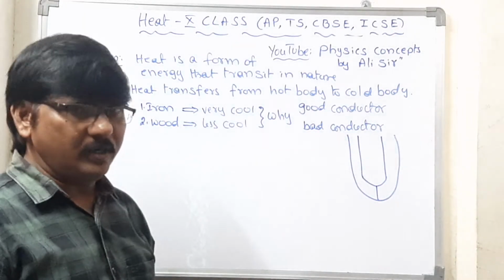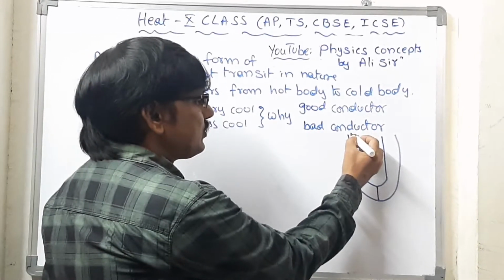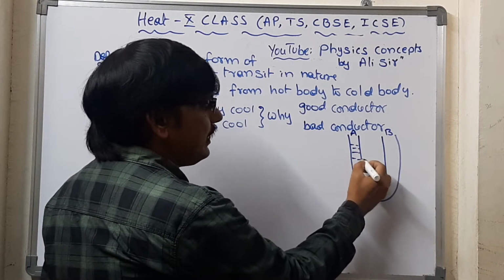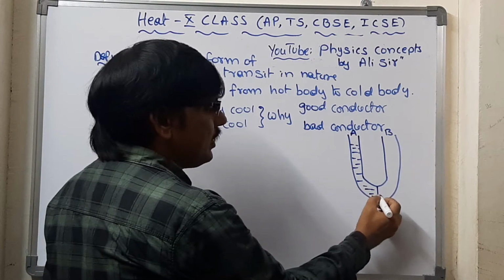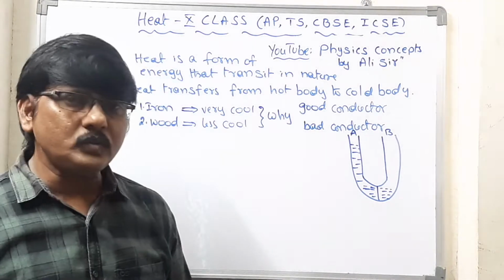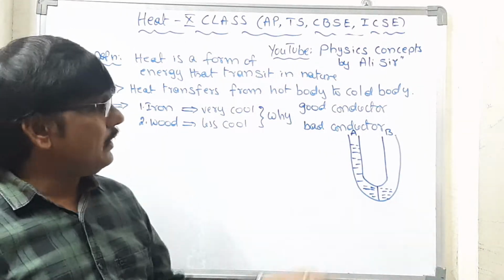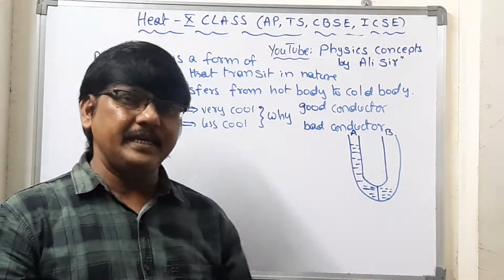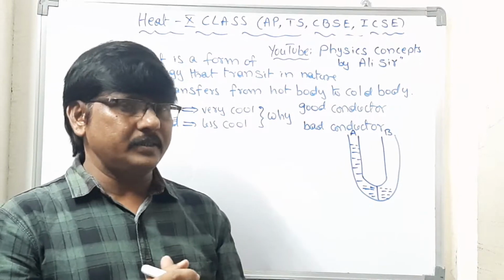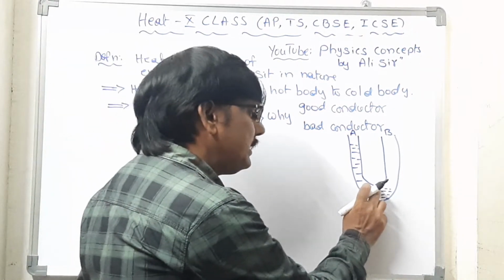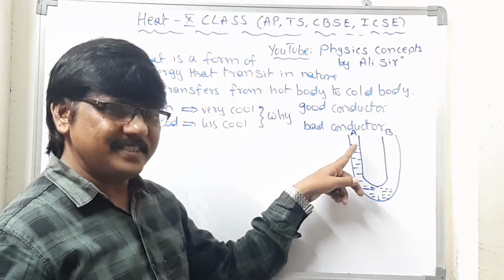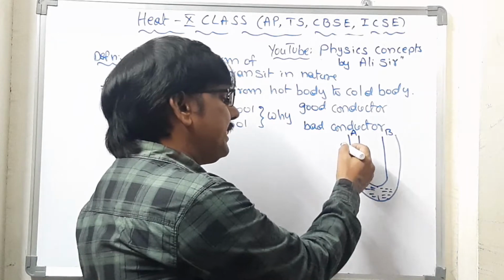Now let's call this one the A side and this one the B side, and here is the water level. Let's take water inside. So here the water level is up to here, and both sides have the water level. At present, the water which is present in A cannot travel to B. Once we remove this block, the water will transfer from the A side to the B side.